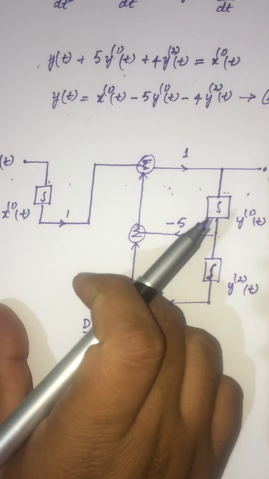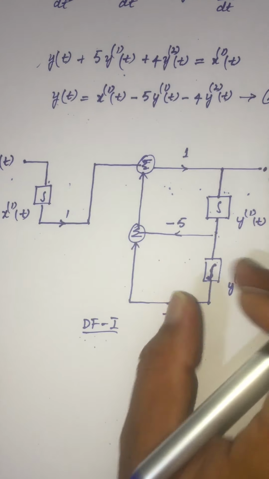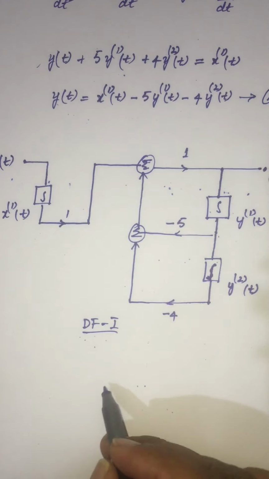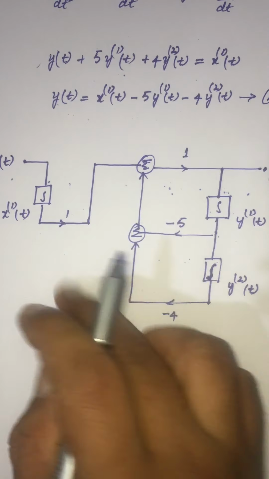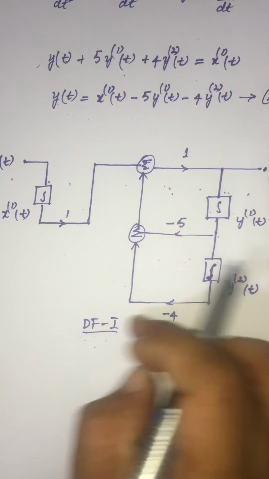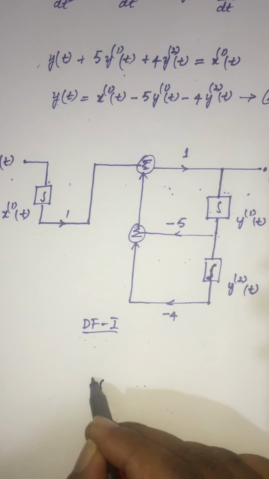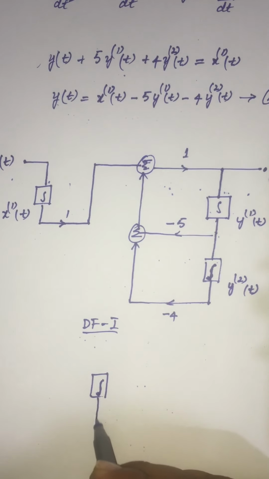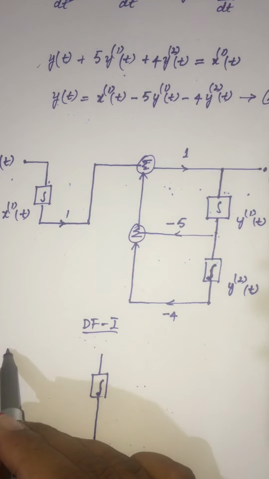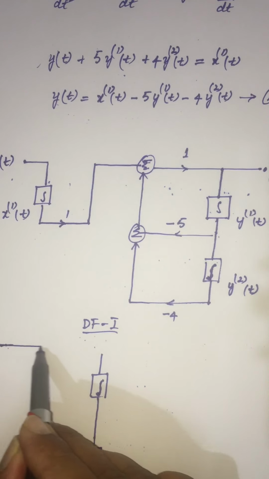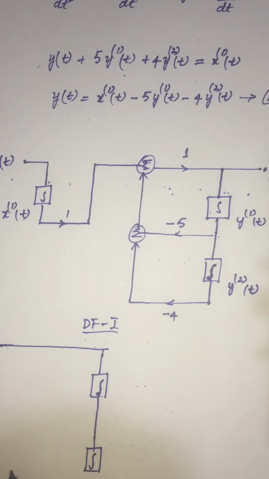This needs to be shifted to this side, and this needs to be shifted to that side. Therefore, the integrators will come towards the center. Now what is the maximum number of integrators that we have in this entire block diagram? It is 2. Therefore, I need to have 2 integrators in the middle, right? I need to have 2 integrators.